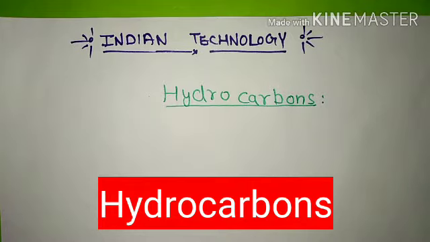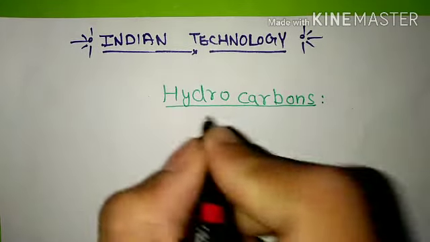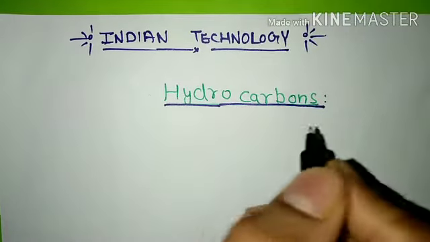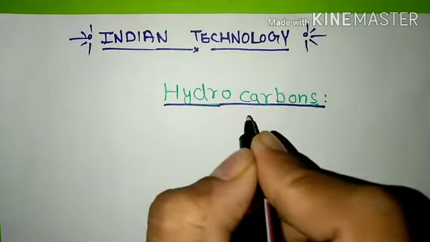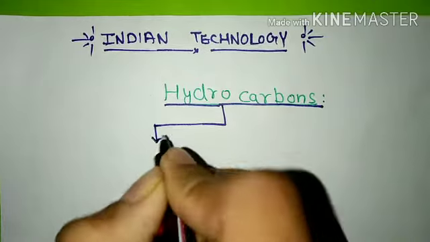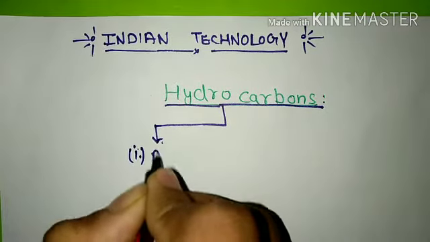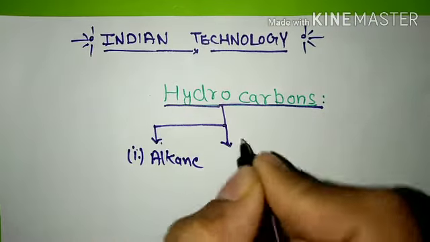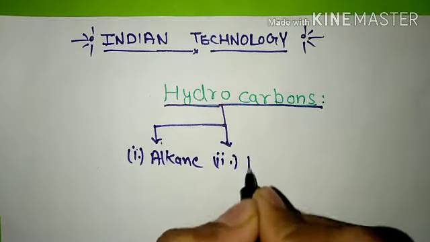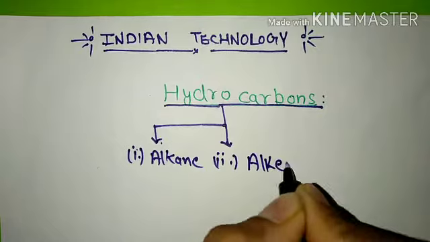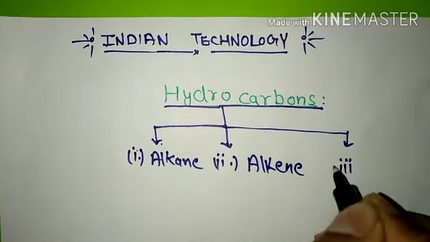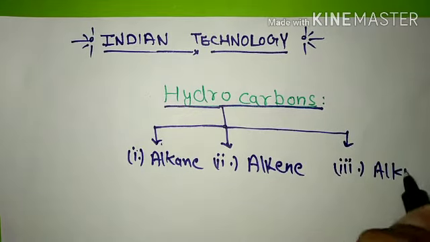Friends, in this lecture of the video series, we will talk about hydrocarbons. So, our topic is hydrocarbon. Hydrocarbons are basically divided into three parts. First one is alkane, second one is alkene, and third one is alkyne.